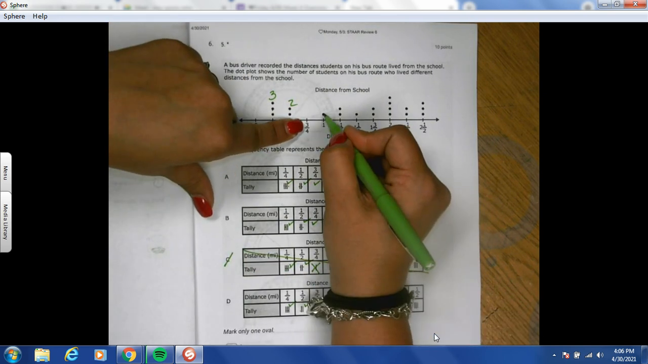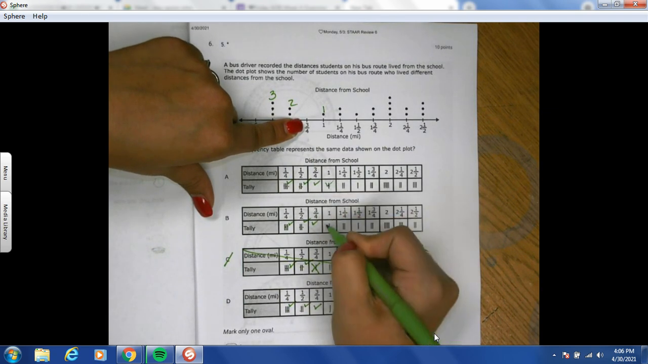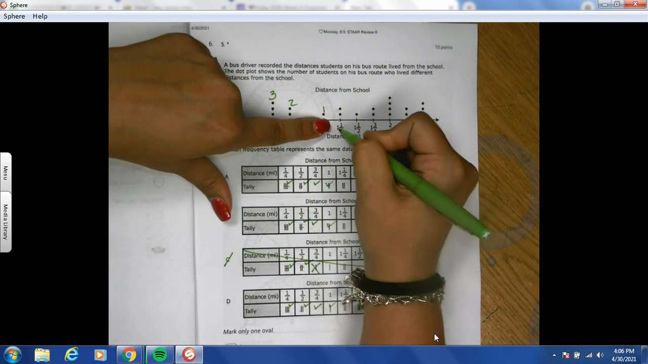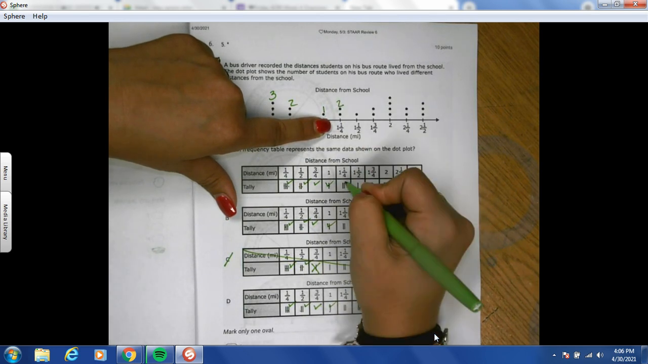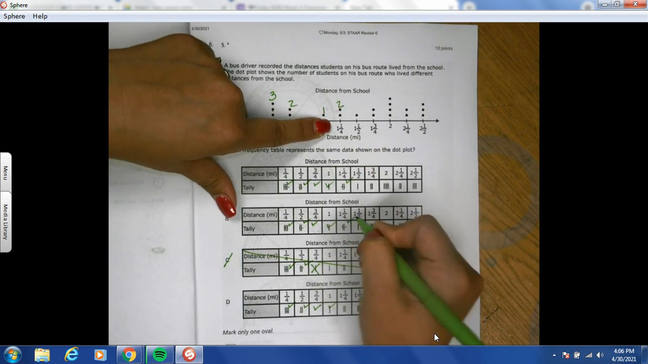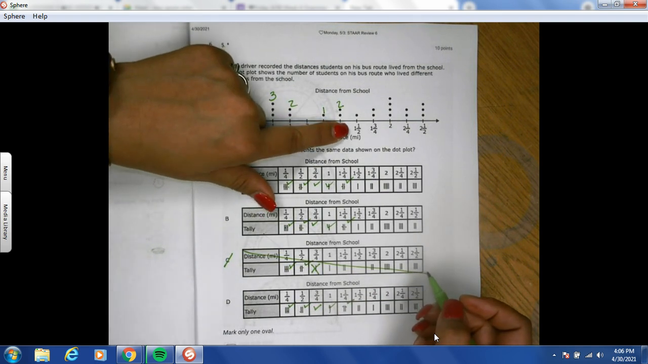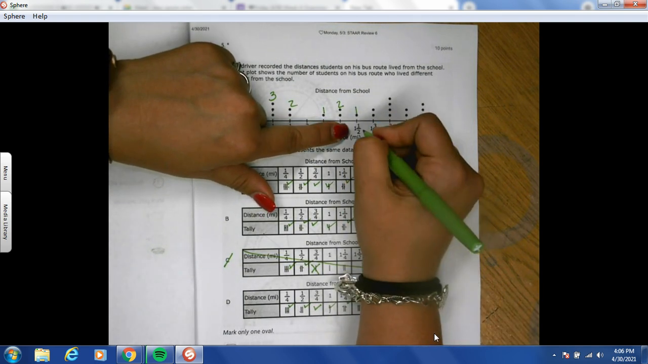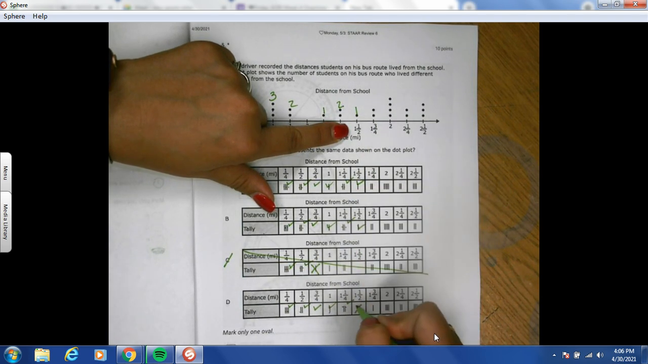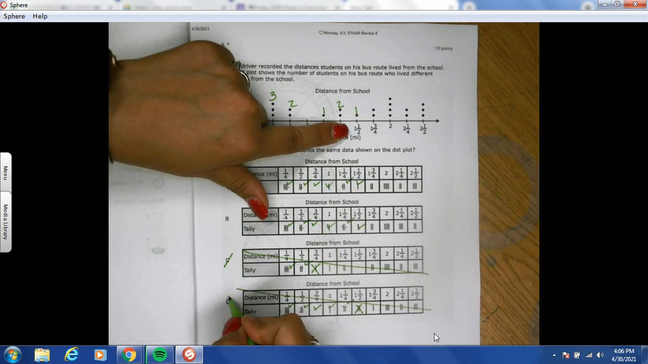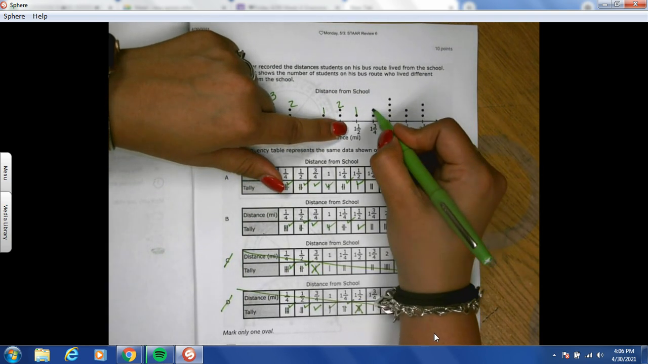Una milla, 1 mile, shows me 1, 1, 1, 1. All correct. 1 and 1/4, uno y un cuarto, shows me 2. Me enseña 2. 1 and a half, una milla y media, me enseña 1. 1 and a half shows me 1, 1, 1, 2. Out. D's out.